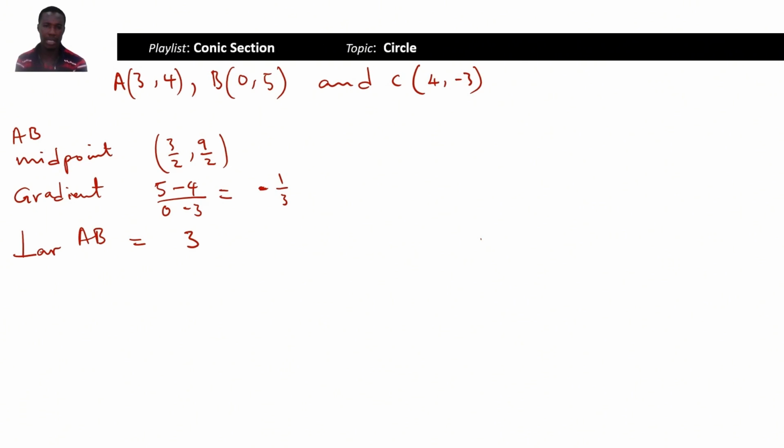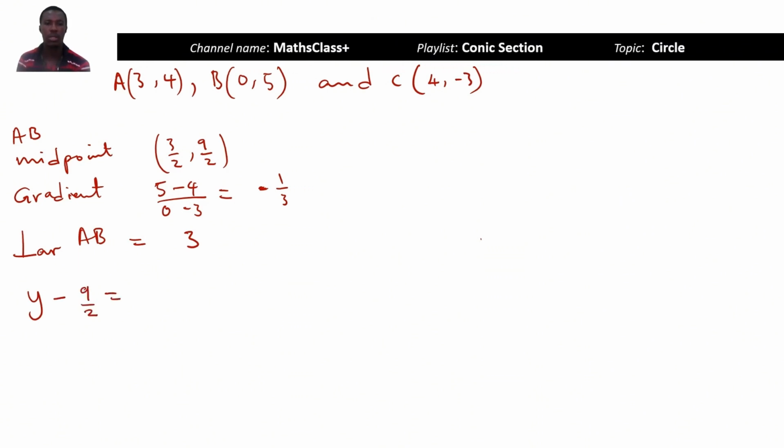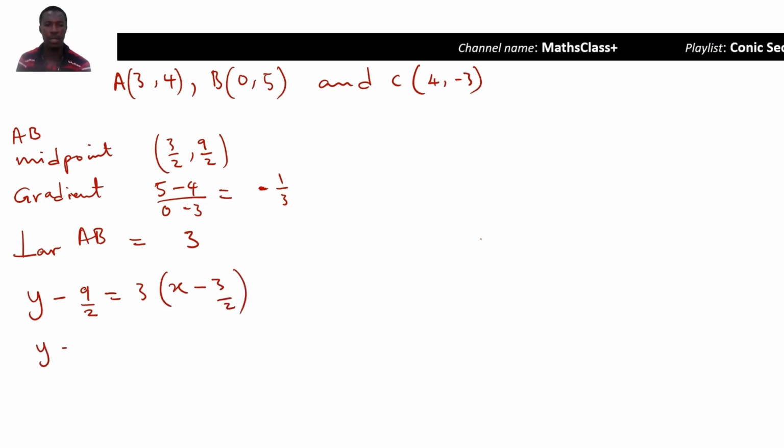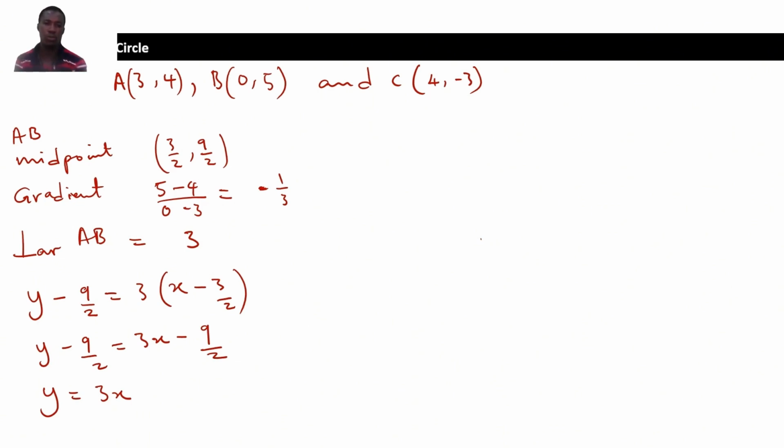That is the perpendicular bisector. And so its equation will be given as y minus 9 over 2 is equal to 3 times x minus 3 over 2. So y minus 9 over 2 is equal to 3x minus 9 over 2. So if I transpose, y is equal to 3x, 9 over 2 plus negative 9 over 2 will become 0. So this will be the equation of the perpendicular bisector of AB. That's our equation 1.